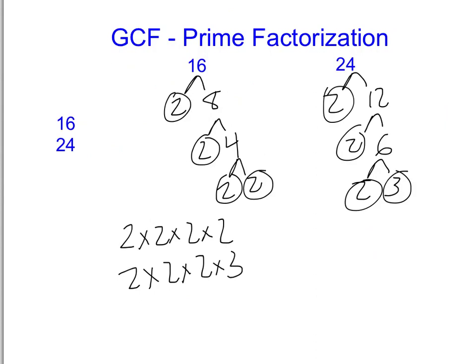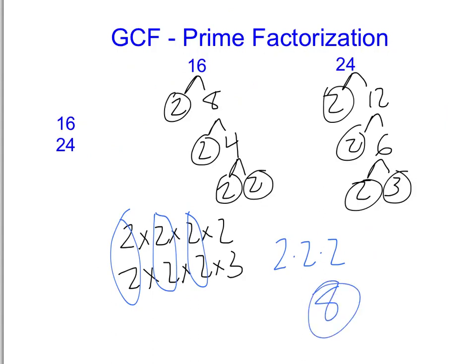And I like to leave it in the long way and not say 2 to the 3rd power times 3, just because for this method, I want to see everything that they have in common. So they have 2s in common, 2s in common, 2s in common, and now we ran out. We don't have anything more in common. So I have 2 times 2 times 2 in common. 2 times 2 times 2 is 8. My greatest common factor between these two numbers is 8.